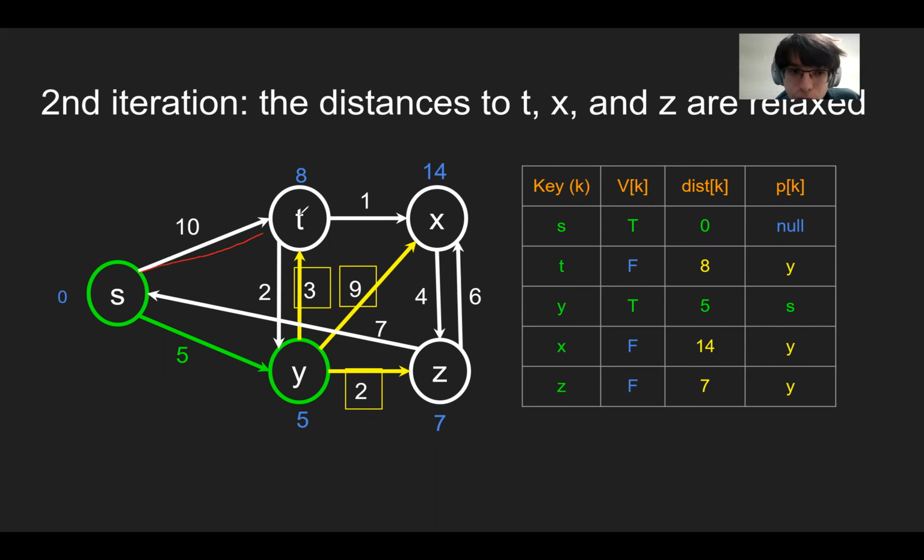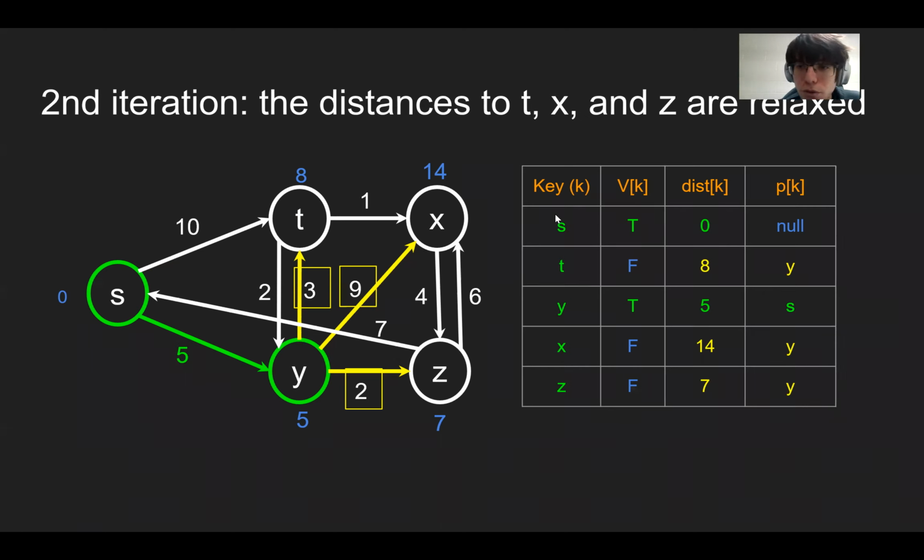But also interestingly, remember how the shortest before to get to T was 10? Well, now it's only 8 because it's 5 and 3. So now we have that the shortest path to get to T is only 8. So we actually update it. And we also update the predecessor, because the last thing along the shortest path was Y, not S, right? Because we have to go S to Y to T.